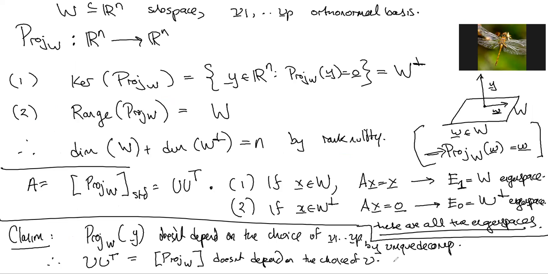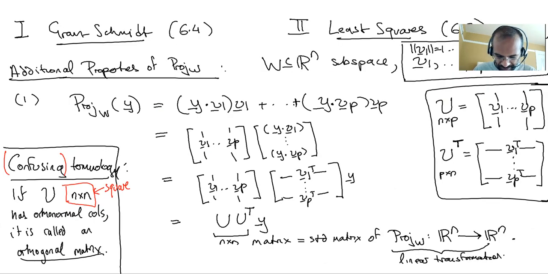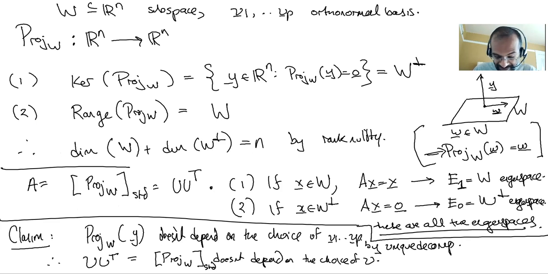Does that mean that if we use different bases, our projection will be in a different coordinate system? Or are they just going to be the exact same? No, they're going to be the exact same. This is all being done in standard coordinates, right? So we're not doing any change of coordinates here. So this is the surprising thing: the formula depends on the choice of U, but because of the properties, as a function, the projection doesn't depend on the choice of U. And therefore, somewhat magically, UU transpose doesn't depend on U, as long as U is an orthonormal basis of W. That is important. Okay, thank you.